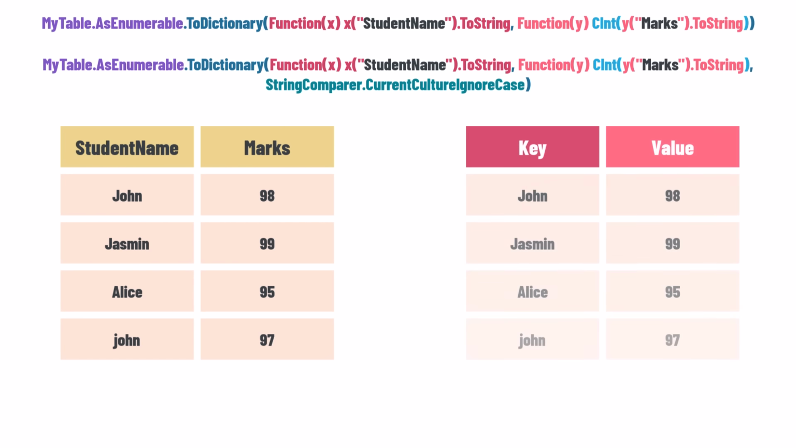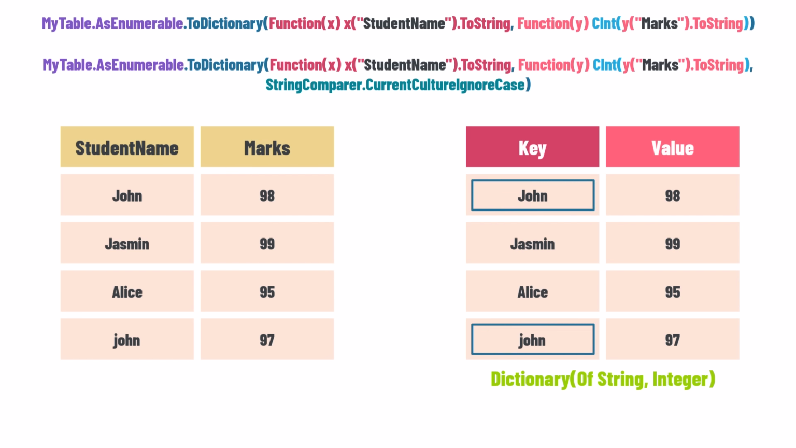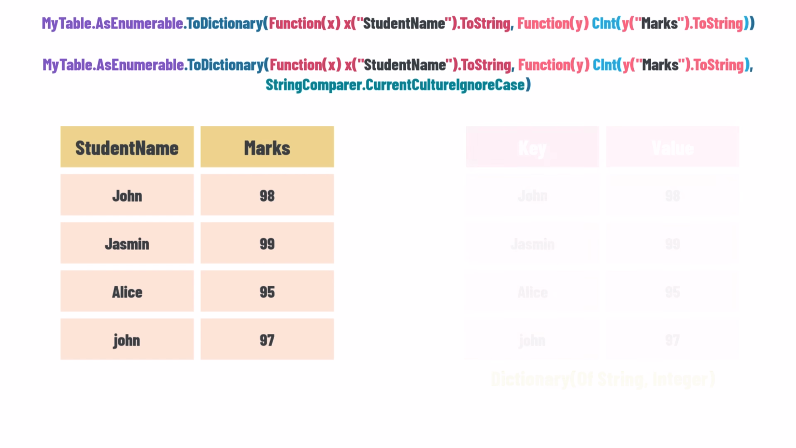The output of the first query will be the following dictionary. It's a dictionary of string, integer. As you can see, we have the name John twice, but it's written in different cases. Each name is considered to be a unique name, because the default behavior of the ToDictionary method is to be case sensitive. I used CInt function to select the value, because I want to get the value as integer, not as a string. Let's now check the output of the second query.